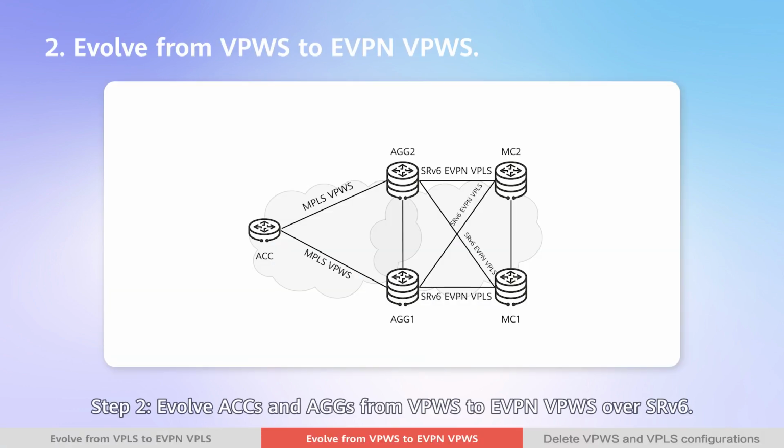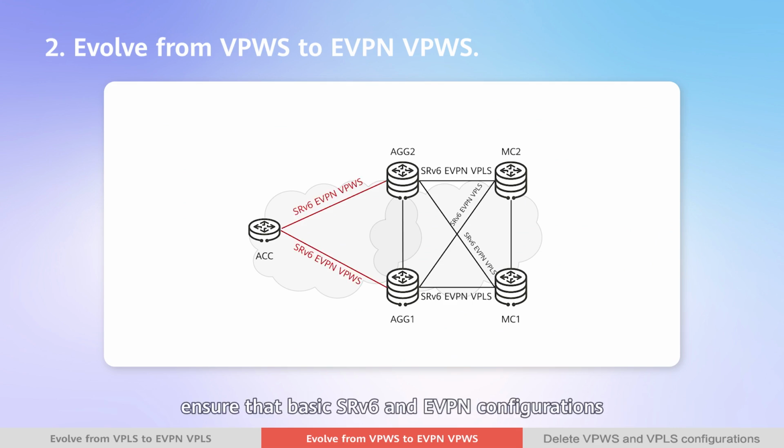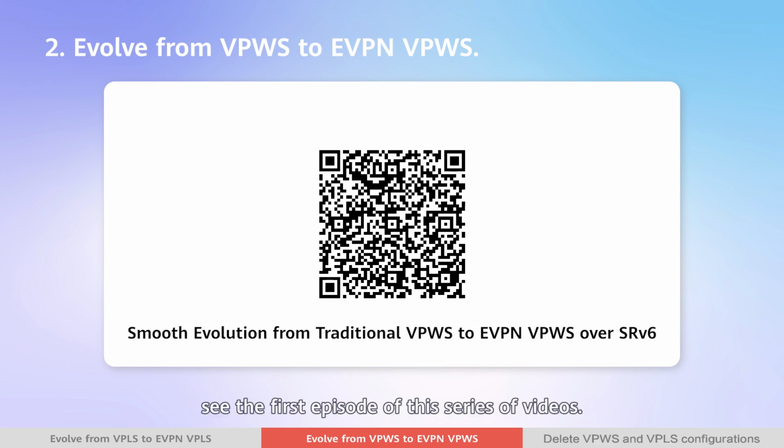Step 2. Evolve ACCs and AGGs from VPWS to EVPN VPWS over SRv6. Before the configuration, ensure that basic SRv6 and EVPN configurations have been deployed on ACCs and MCs. For details, see the first episode of this series of videos. The configuration can be divided into the following steps.